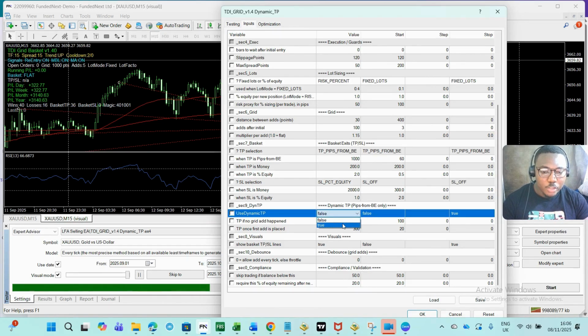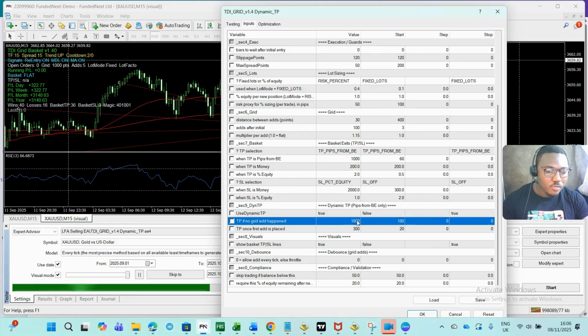But if you set it to true, what it means is that if the trade does not have any grid at all, it will follow 100 pips, which is what you have here. But immediately it has one grid step, it will reduce the TP. Now, this is good for you to step out of any trade as soon as possible, because when the trend is reversing, you don't know when it is going to reverse. And this is just to give you an edge against using a grid system.